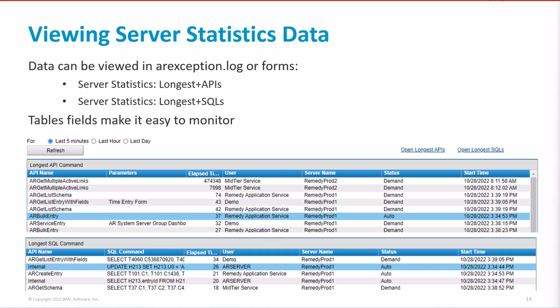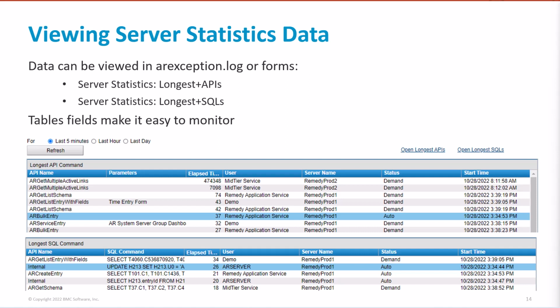In the Longest API table, I can see the command that was issued, the specific API. I can see some parameters when it's relevant. Often this is the form name in question. For example, the AR get list entry fields always runs against a form and it lists the specific form name here. Other API calls don't list a form or have other parameters and they'll be blank.